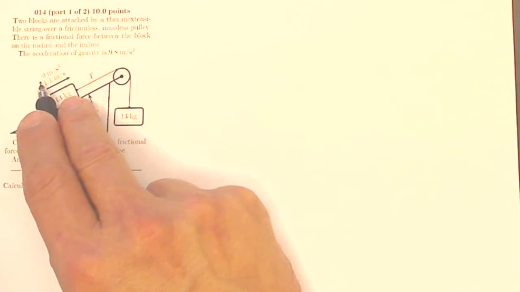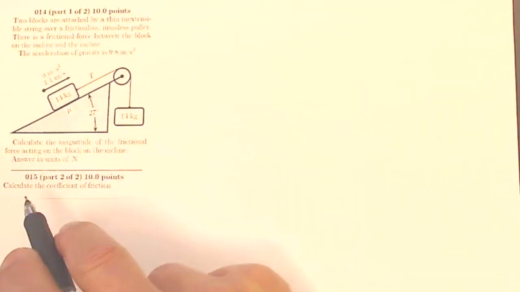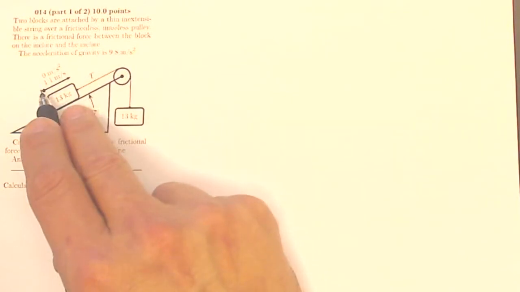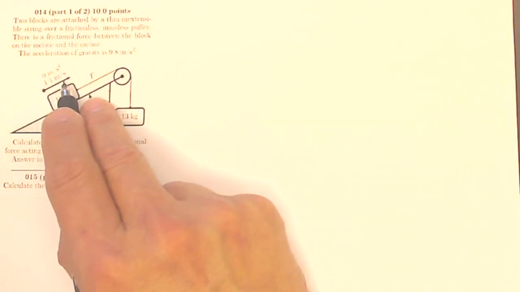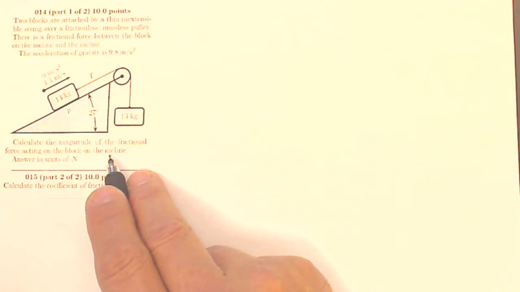It tells me that the acceleration is 0 meters per second squared. That's a good thing. That means it's moving at a constant velocity. It also tells me that it's moving at 1.1 meters per second, and that must be my constant velocity. Calculate the magnitude of the frictional force acting on the block on the incline.